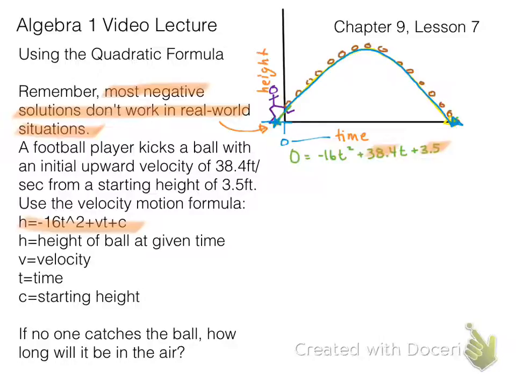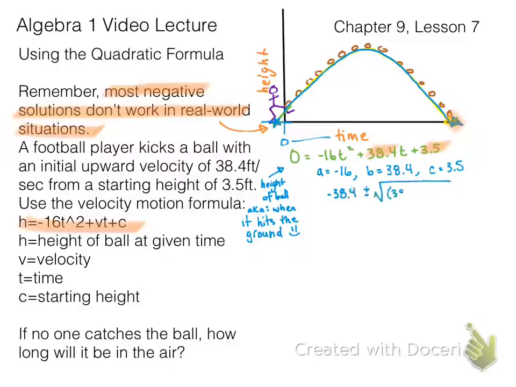All right, so now we're ready to plug this into our quadratic formula where A is, height of the ball 0, also known as when the ball hits the ground, which is right there. Okay, so let's go ahead and figure out my quadratic formula. A equals negative 16, B equals 38.4, and C equals 3.5. So plug it into the quadratic formula, and simplify it.